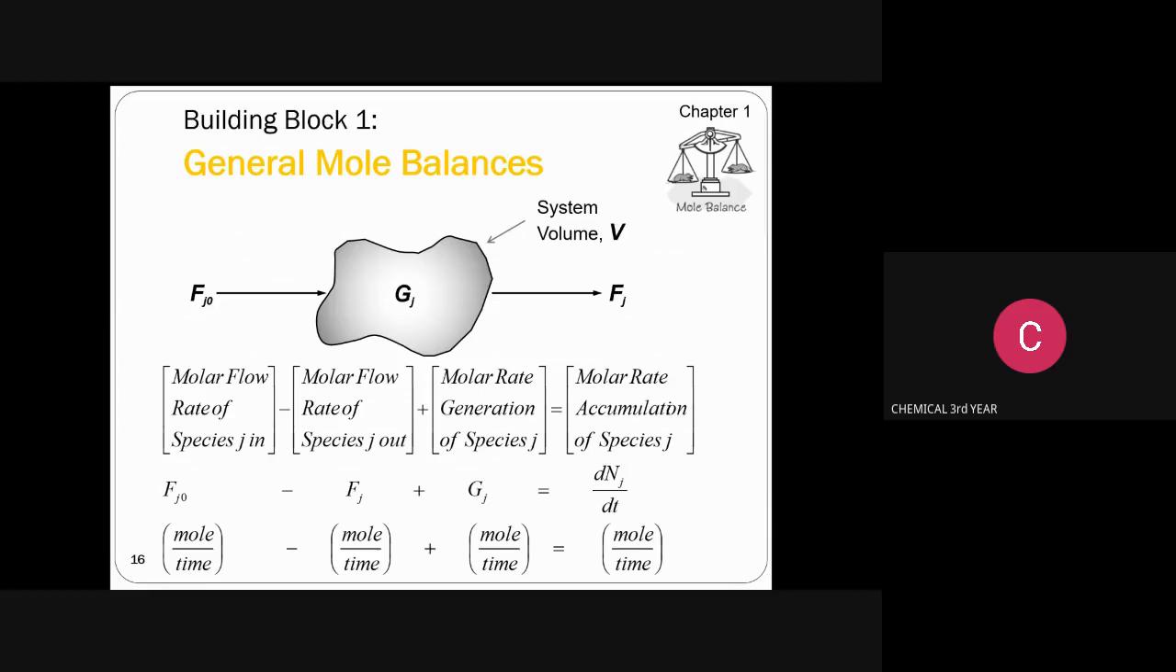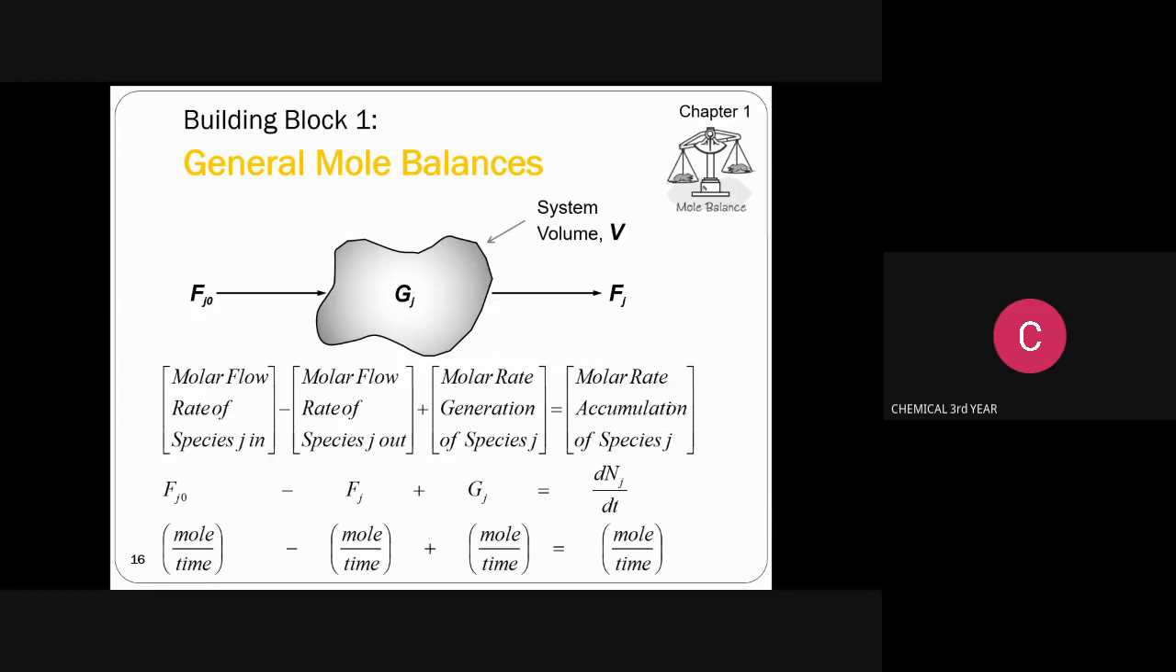First one is the molar flow rate of species J in, which is denoted as F J naught, and its unit is mole divided by time, and then minus the molar flow rate of species J out, which is denoted as F J, and that unit is mole divided by time, and then the molar rate of generation of species J is denoted as, according to the law, we have to know about the system volume.